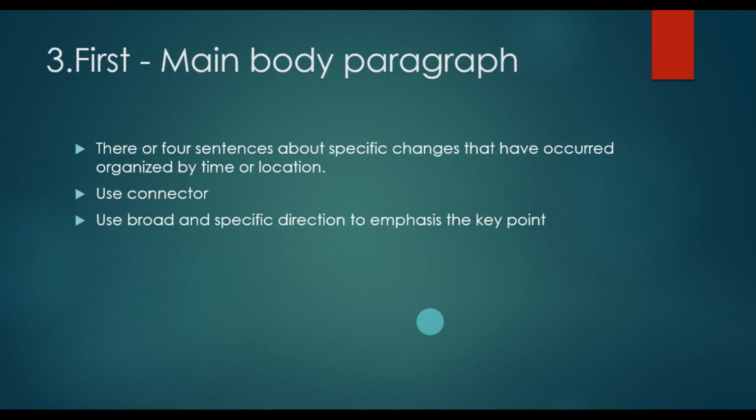In the main body paragraph, you need to give the information about your map, like where the building is located. Is it located in the north, south, east, northeast, or northwest? You need to specify the main feature. There are 3 or 4 sentences about specific changes that occurred, organized by time or location. So you need to write specifically.